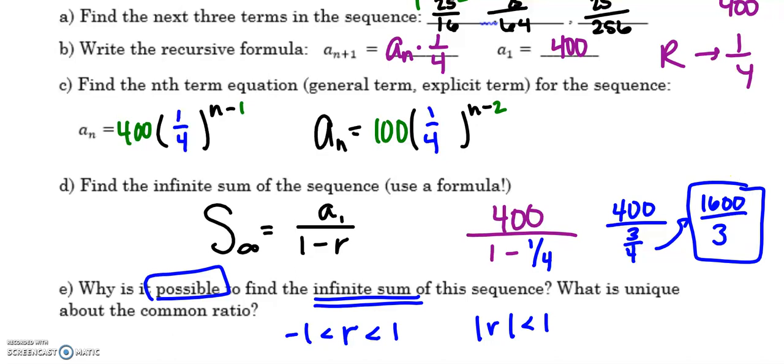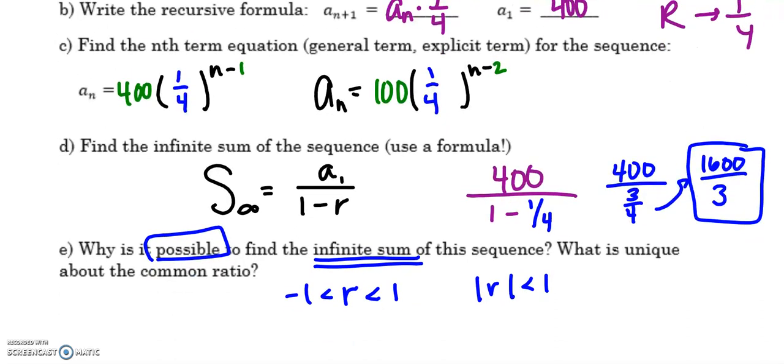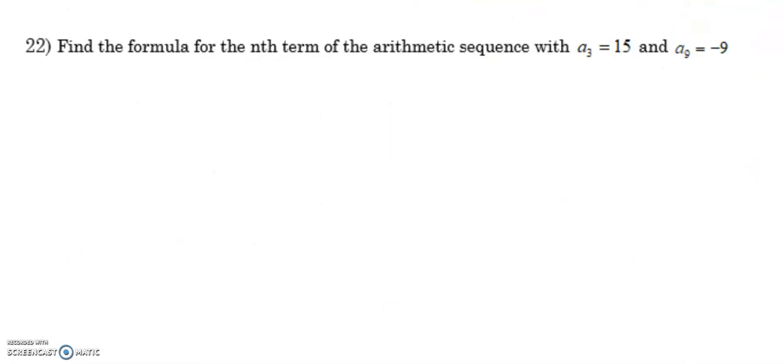Again, you can find the infinite sum because the absolute value of r is less than 1, or your ratio is a number less than 1. Otherwise, you would need to use the finite sum formula for a certain number of terms, because your terms would be getting bigger in the positive direction or bigger in the negative direction, and your sum would not actually be able to be found if r is greater than 1.